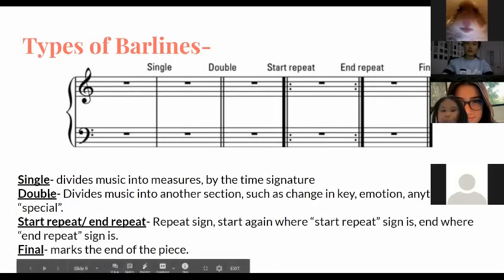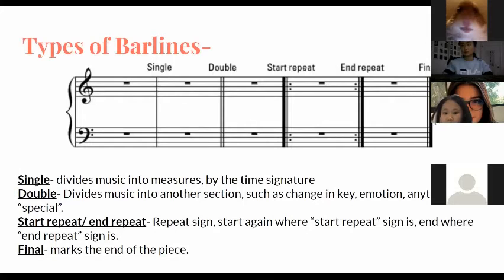You mean like the double bar line tells you that it's going faster or slower? Matthew, make sure you don't blurt out because I'm going to keep explaining, okay?